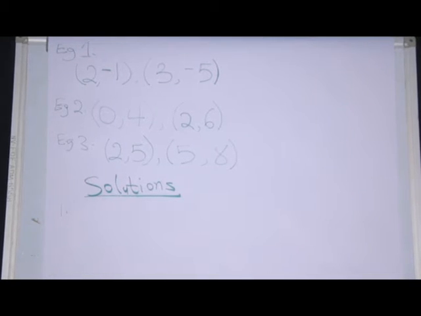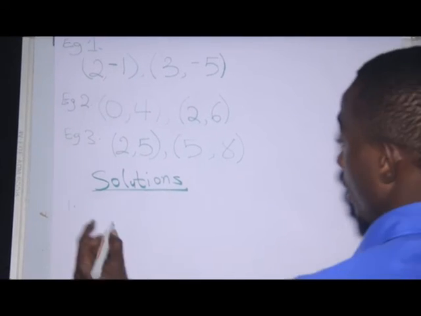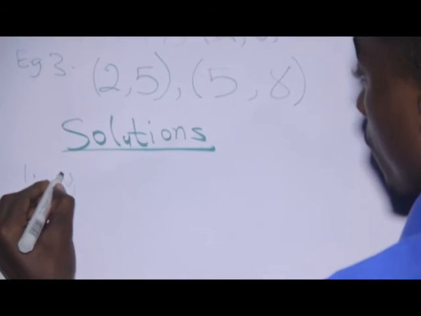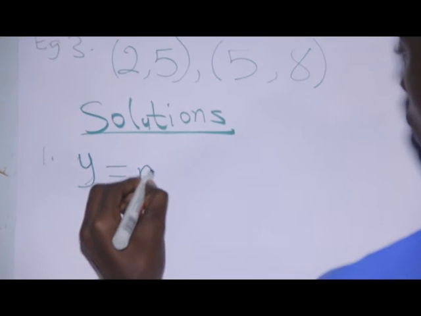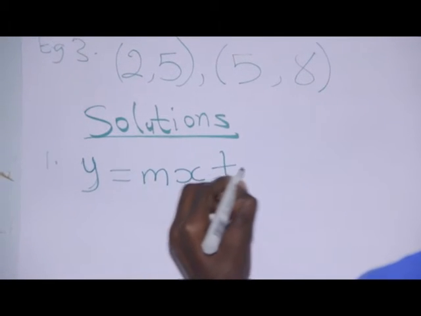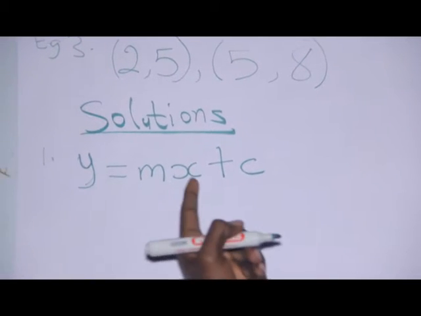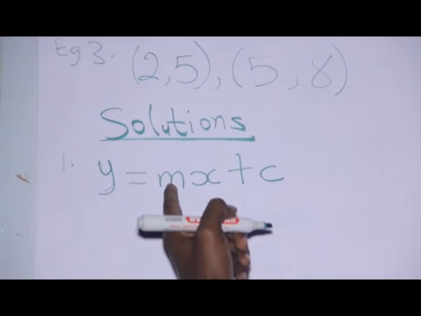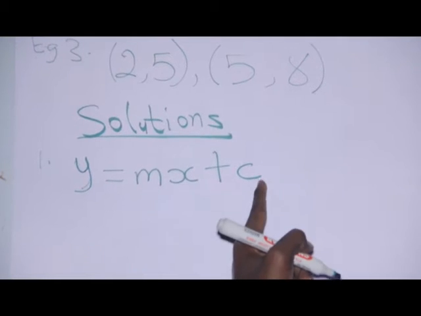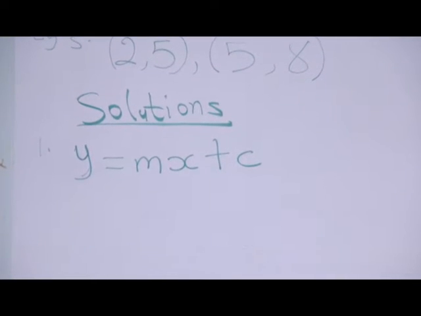And we know that the general formula of a line is given by y is equal to mx plus c, where y is the y coordinate, x gives us the x coordinate, m is the gradient, and c is the y-intercept.